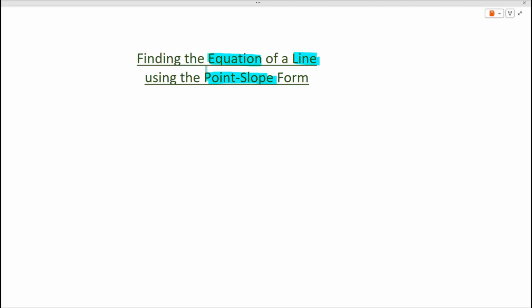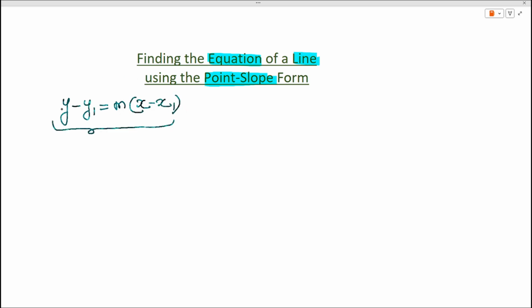Hello, today we'll understand how to write the equation of a line using the point slope form. Point slope form equation is y minus y1 is equal to m times x minus x1.